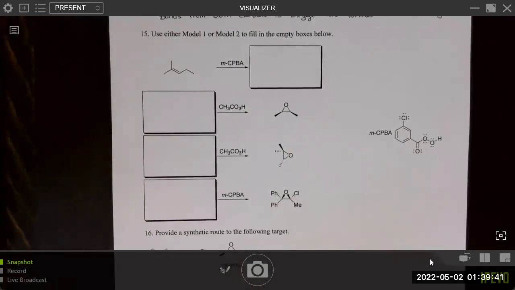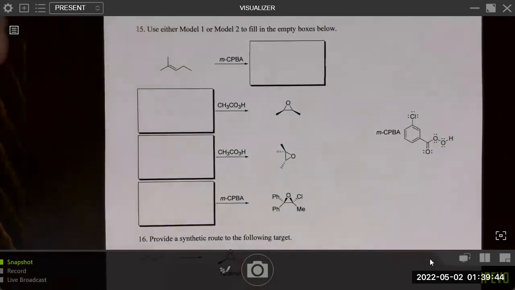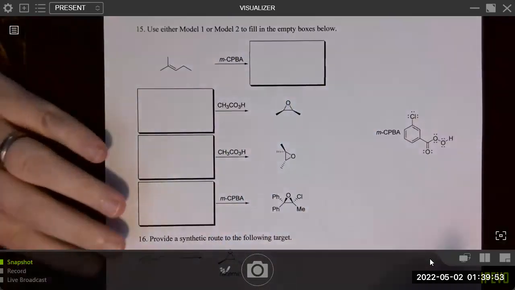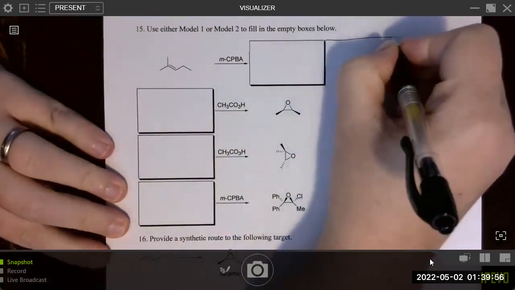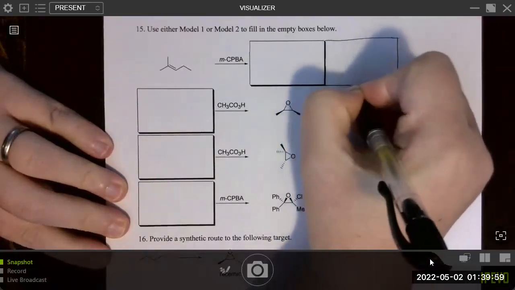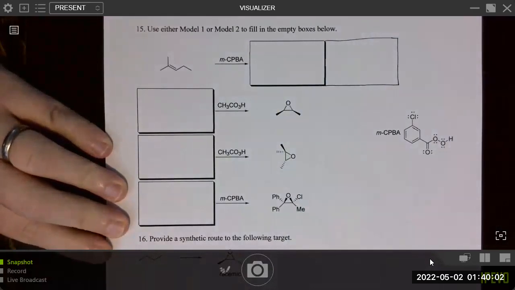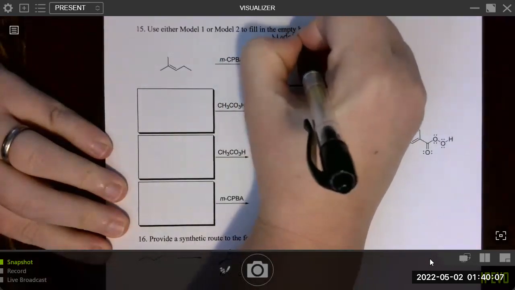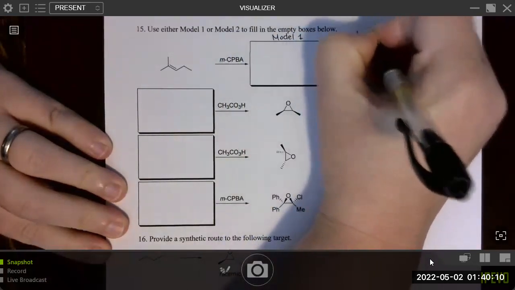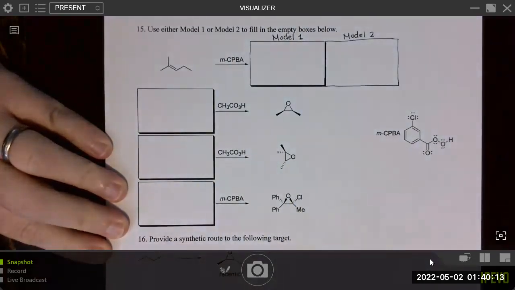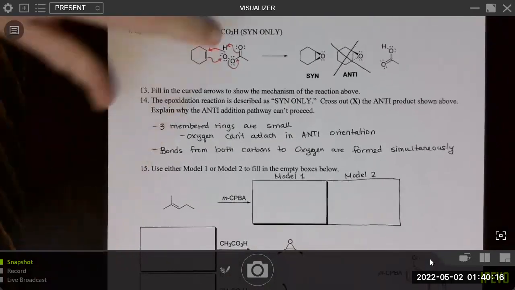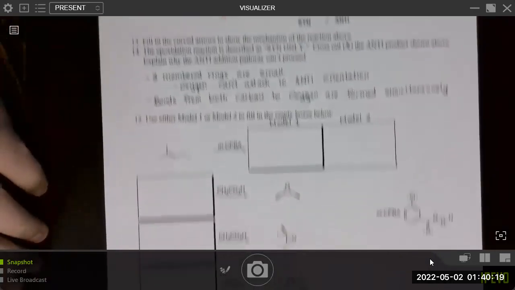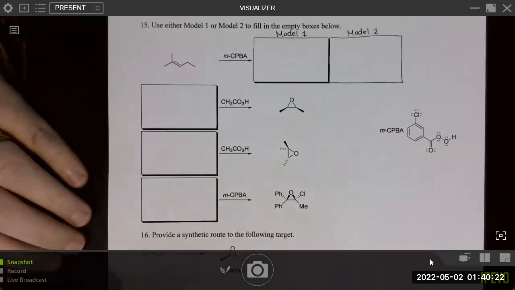Okay. So use either model 1 or model 2 to fill in empty boxes. Okay. So again, for drawing the product, I'm going to want to do both of them just in case you did it through one. I don't want to pick one and your answer not be able to match. Okay, so model 1, model 2. Okay, so remember that the epoxidation is occurring in a syn-selective fashion. So we want to make sure that we remember that when we're trying to draw products.